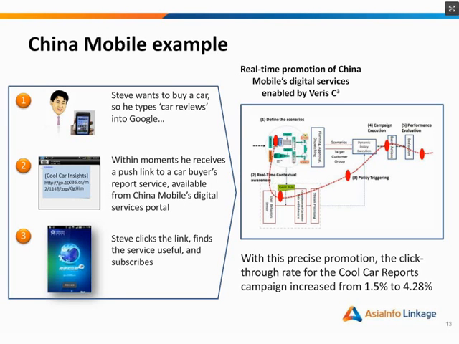When promoted via a traditional marketing campaign without the real-time context awareness, China Mobile was seeing click-through rates to the target market that they were focusing on of about 1.5%. That's perhaps a little bit less than typical internet search ads. But using real-time context awareness, sending the ad at the exact moment when Steve's interested in thinking about buying a new car, the click-through rate increases dramatically to over 4%.